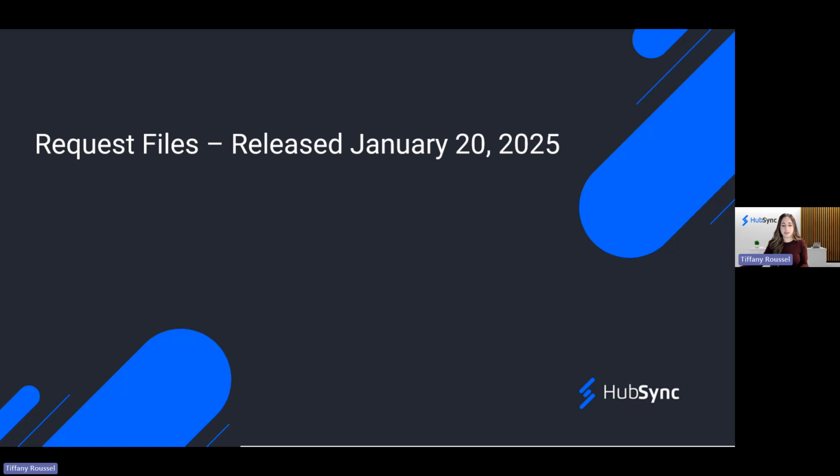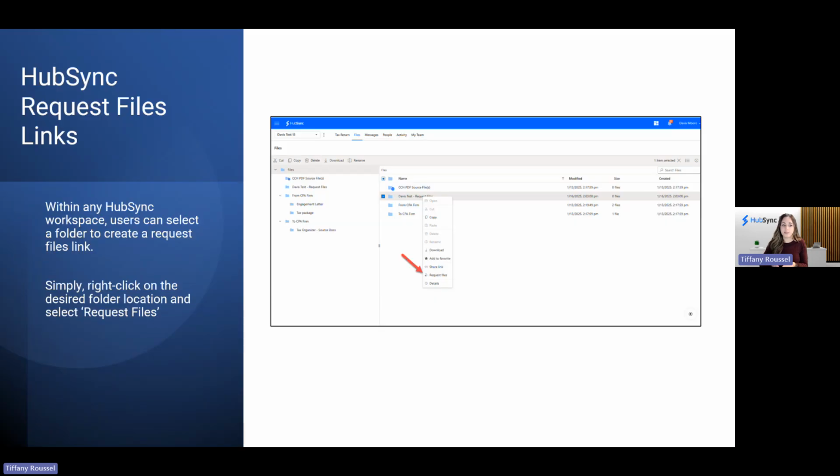This leads me into what did we just release that's brand new? Similar to the shared link capability that you're seeing on the workspace, everything I just walked through, we released request files from the workspace. This was released on January 20th. If it's not enabled in your environment, you're a current firm with us at HubSync, reach out to us and we'll get it turned on for you. It behaves the same way.